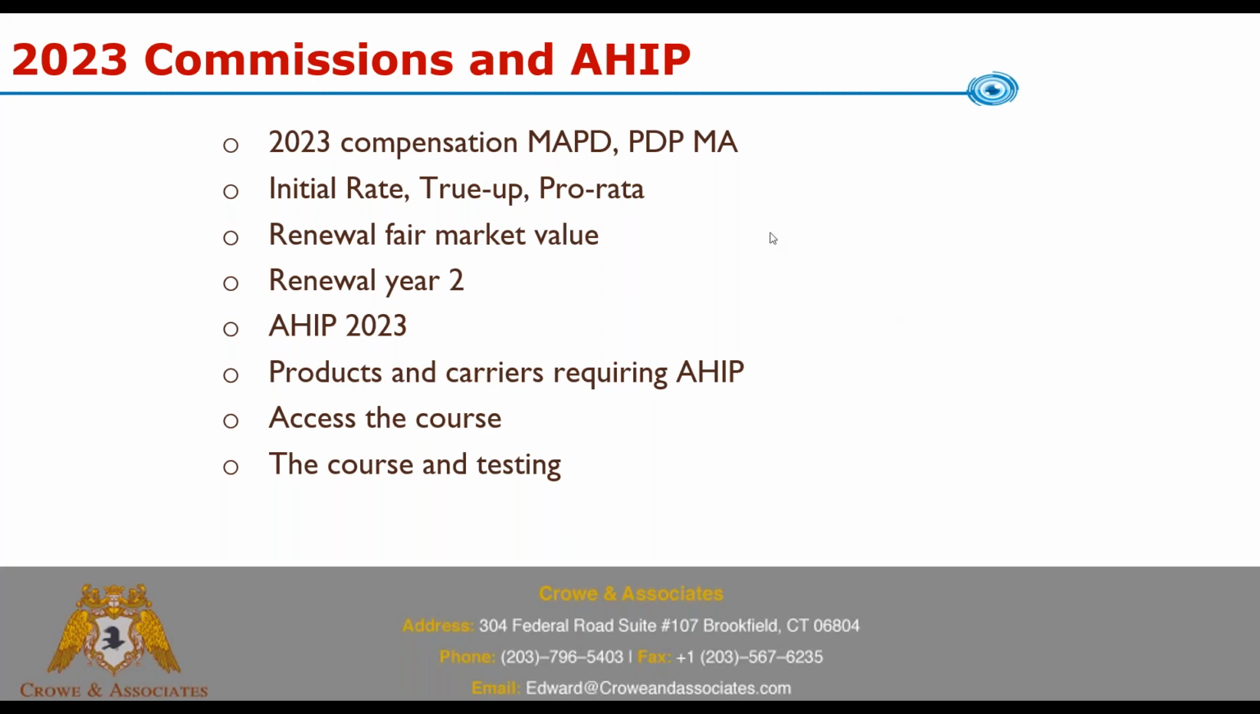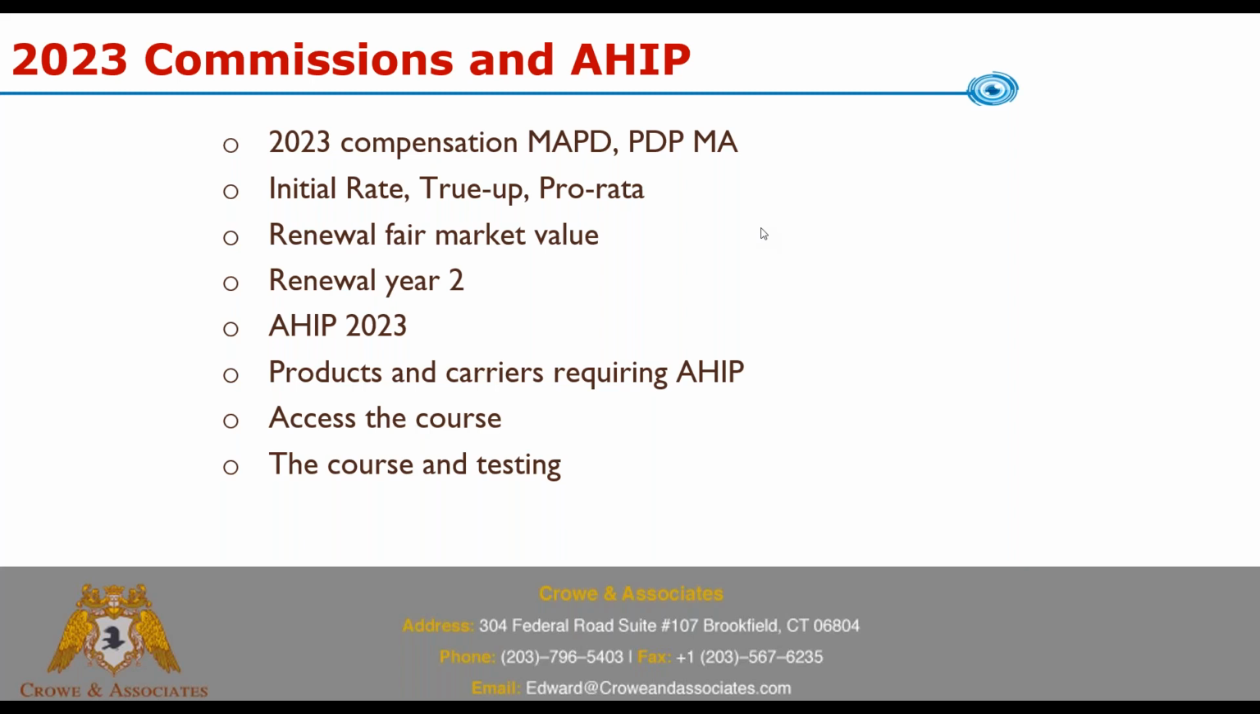So we'll talk about 2023 compensation, MAPD and PDP compensation. Go over how commissions are paid. That question comes up a lot. Initial versus true up versus pro rata. When do you get the full? When is it prorated? That's a little confusing, so we will go over that. Talk about renewal fair market value, how the renewal pays in year 2, which with most carriers is as earned, but we'll go over the math.